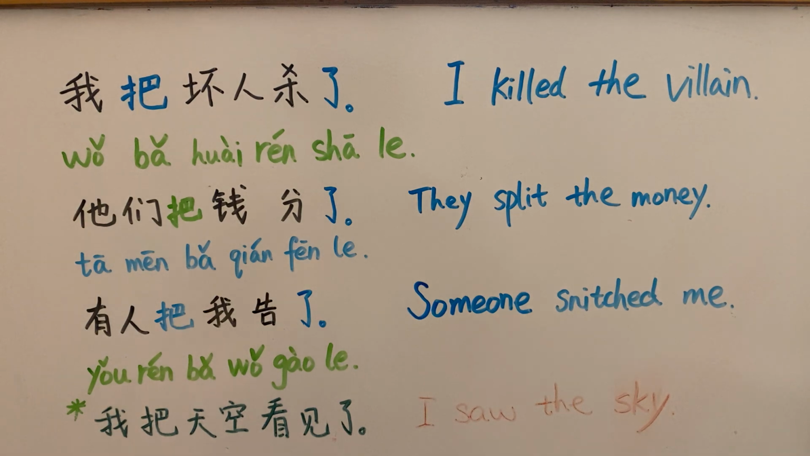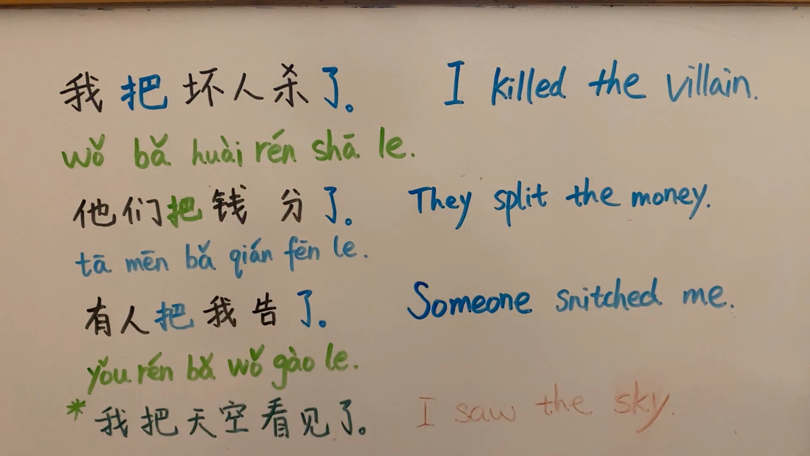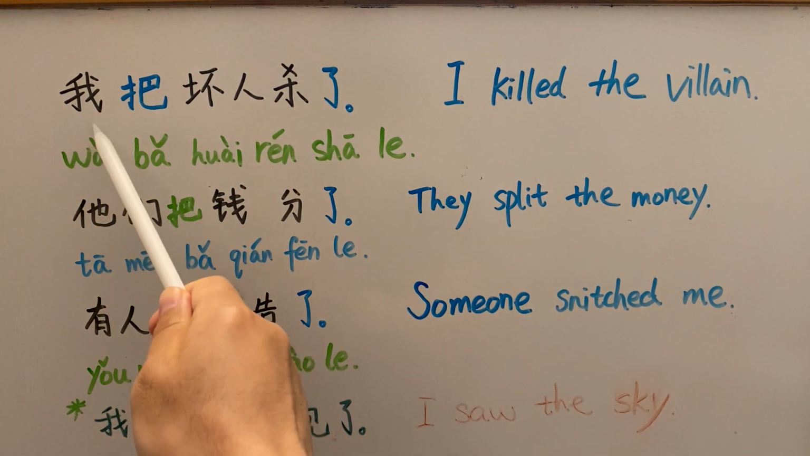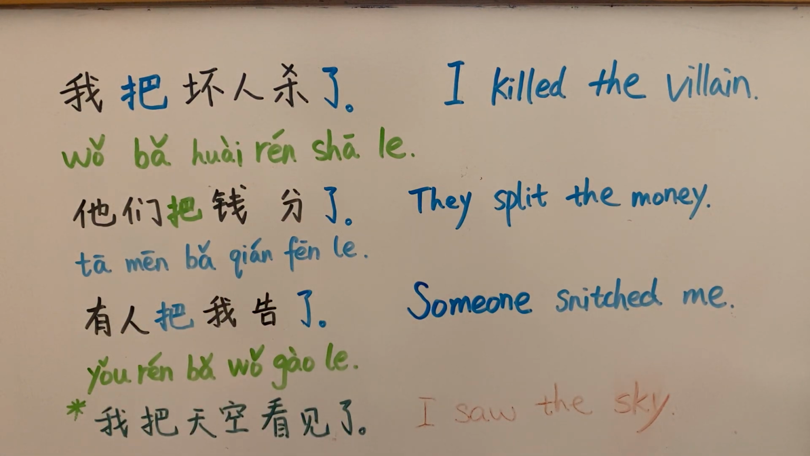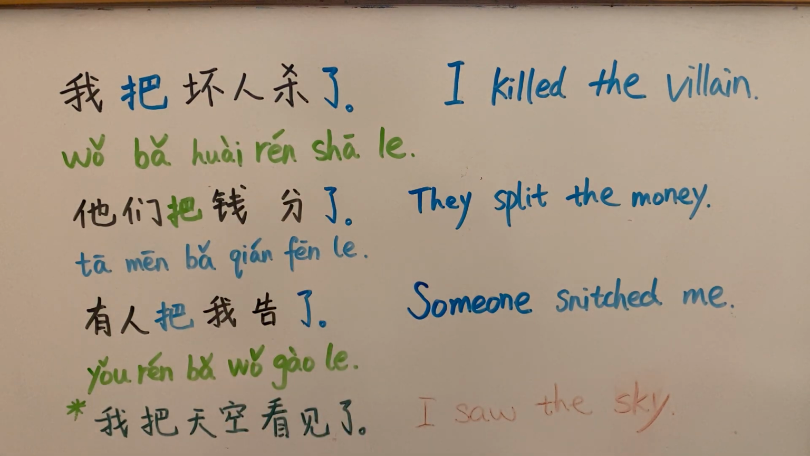So if we further analyze this sentence, we may notice that there is a noun, this 坏人. We can see that as an object that follows the word 把. So 坏人 is an object in the sentence which can be influenced or easily affected by the subject, 我. So 坏人 has a relationship with the subject. That's the reason we can use this sentence pattern, this 把字句. That is the reason, because this object can be influenced by the subject. 我把坏人杀了. I killed the villain.